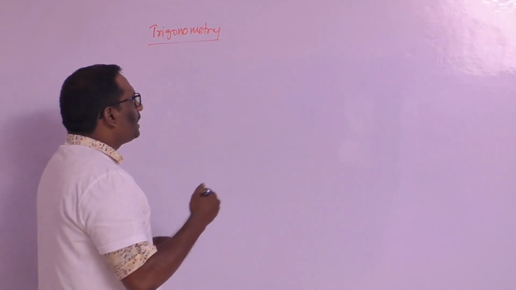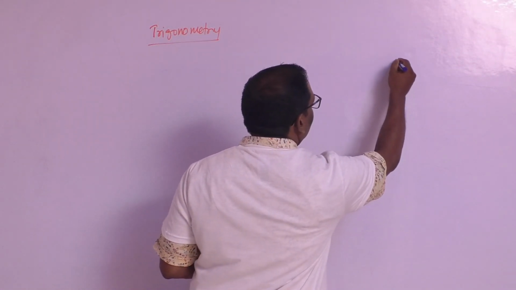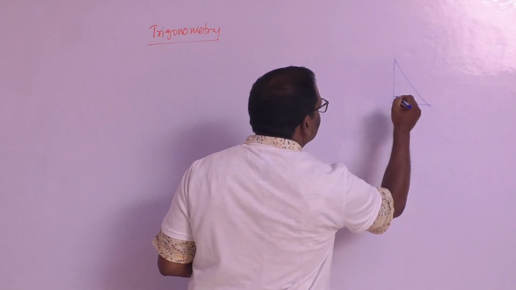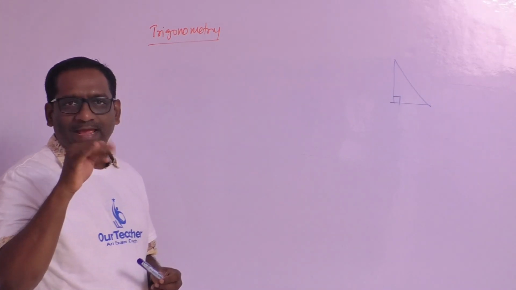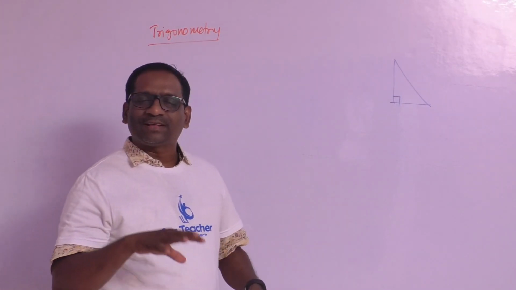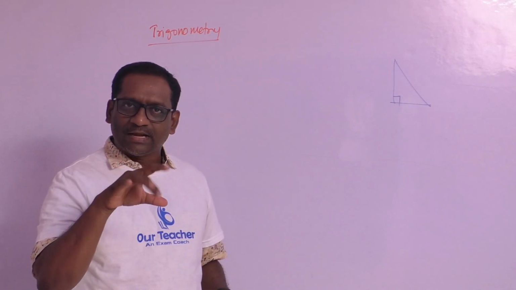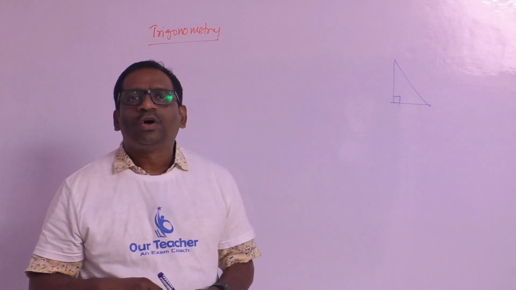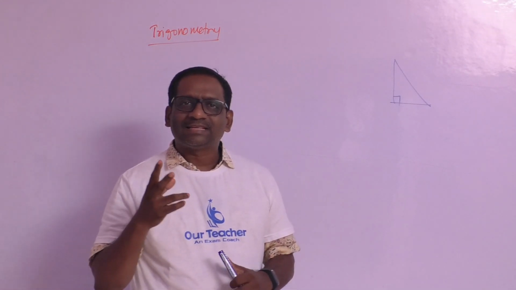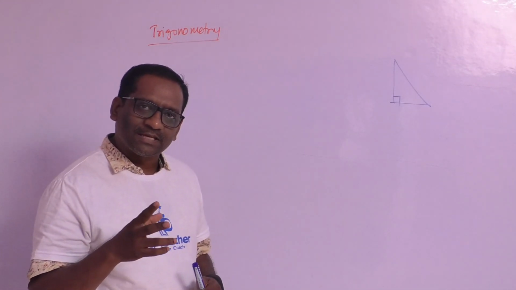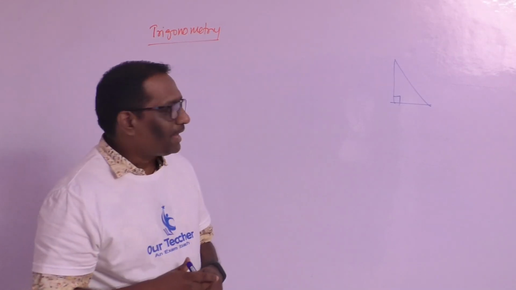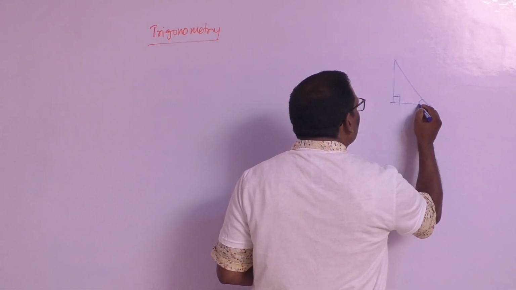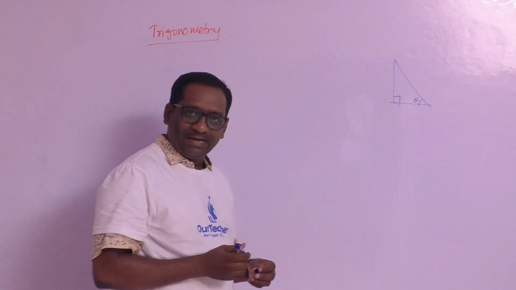Now, in a right angle triangle, consider this angle as 90 degrees. Out of three angles, one is 90. The sum of the three angles is 180 degrees. Out of 180, one angle is already 90, so the remaining two angles will be less than 90 degrees only. That means the two are called acute angles. Now, consider that acute angle as theta.